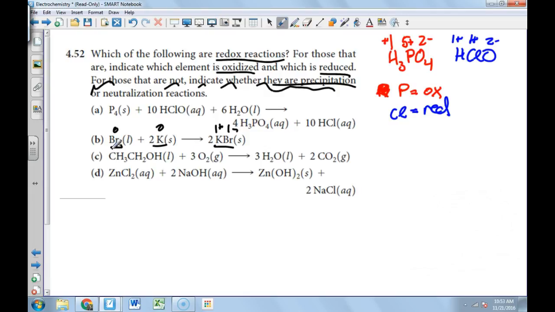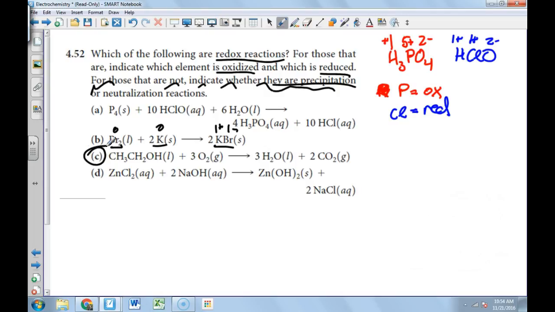Let's see, potassium is losing electrons. Its charge is going up because it's losing the negative. Minus a negative is a positive, so it's going to go up. So potassium is what's being oxidized. And now bromine is gaining electrons. Its charge is going down, so that means that bromine is being reduced.